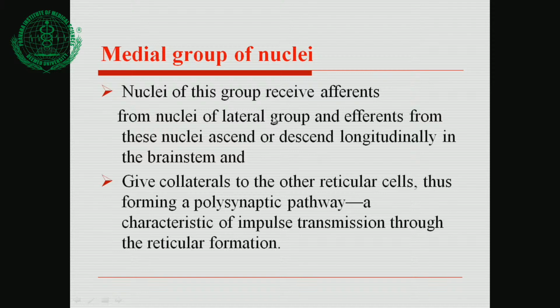Nuclei of this group receive efferents from the nuclei of the lateral group, and efferents from these nuclei ascend or descend longitudinally in the brainstem. They give collaterals to the other reticular cells, thus forming a polysynaptic pathway, a characteristic of impulse transmission through the reticular formation. So these are the connections of the medial group of nuclei.